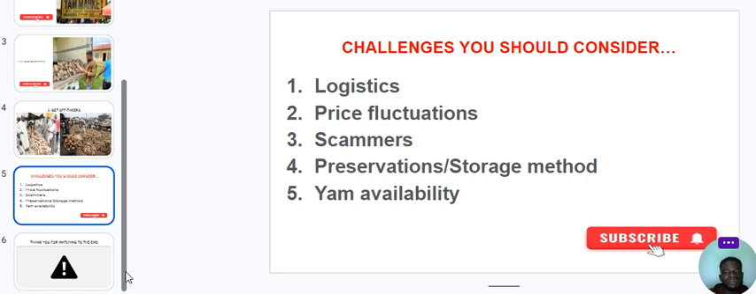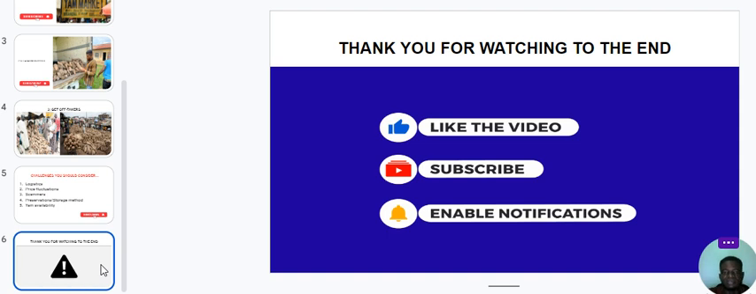So there are many other challenges, right? But these are the few challenges that I have highlighted and I want you to consider before you invest into this business. Number 1 is what? Logistic. Number 2, price fluctuations. Number 3, scammers. Number 4, preservation and storage method of your yam. Then yam availability. So you have to consider these challenges, and if there is a way you can solve it, then you can go ahead and start your yam business.